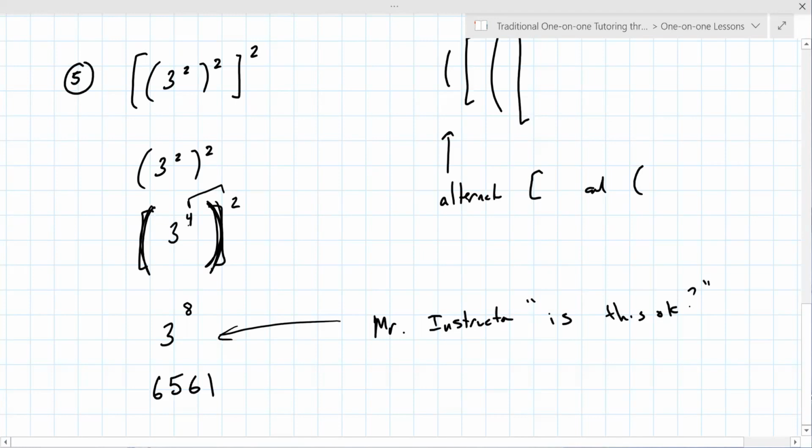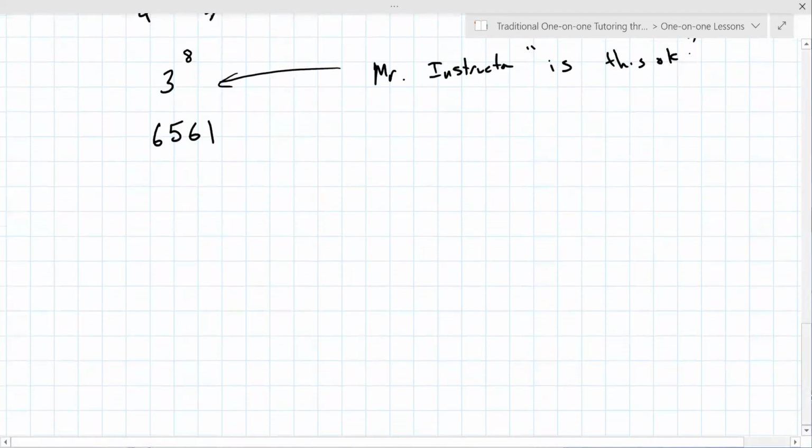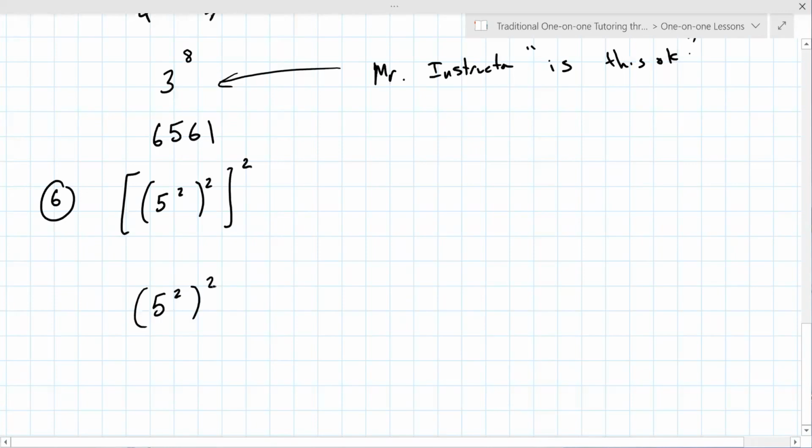All right, ready to move on to number 6? Yeah, I am. Great. Okay, so number 6 is 5 squared, bracket 2. So first you take the 5 squared and do that normally. And so what does this become? 5 and 4 with the brackets.